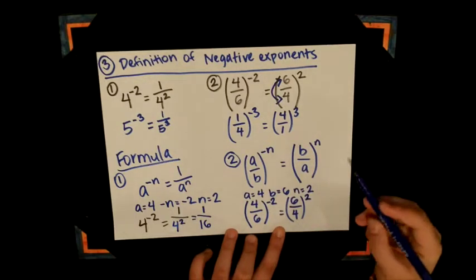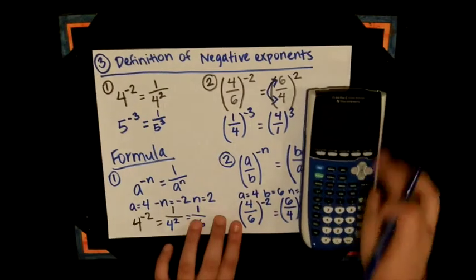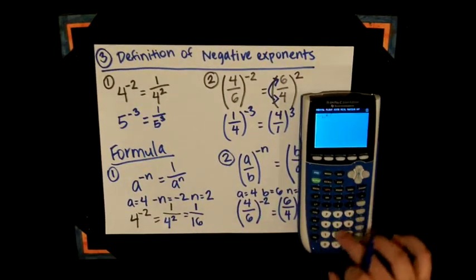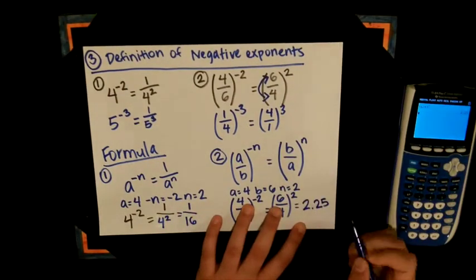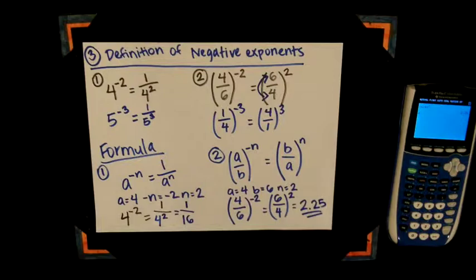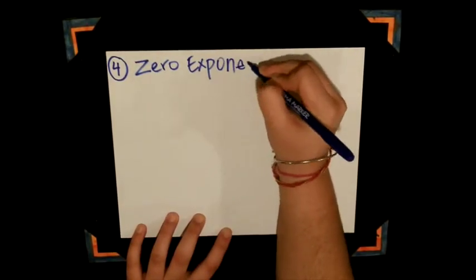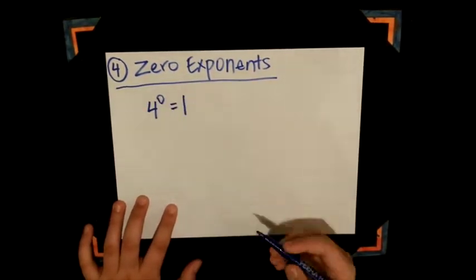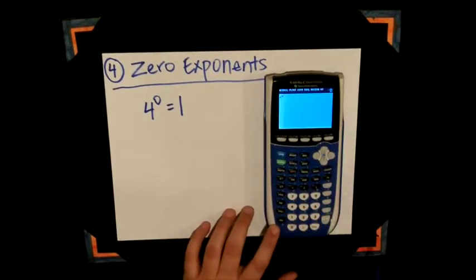Now, let me show you this on the calculator. 6 divided by 4 in parentheses to the second power equals 2.25. 0 exponents. Let me show you an example. 4 to the 0 power equals 1. Let me show you on the calculator. 4 to the 0 power equals 1.